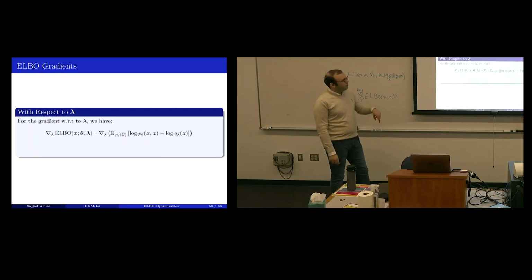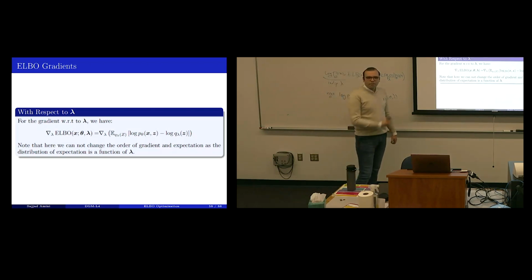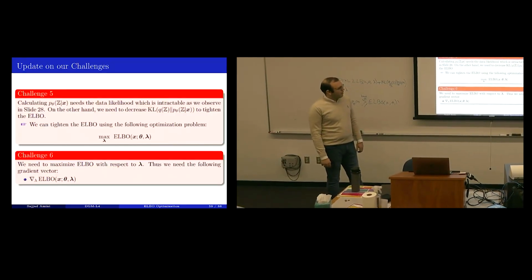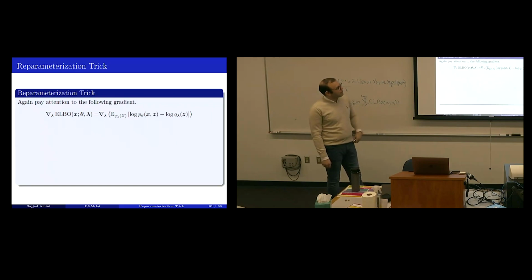Okay, but we have another challenge. When we want to take the gradient with respect to lambda, we have a problem here. You have an expectation with respect to a distribution, where the parameter of the distribution is the parameter you are taking the gradient with respect to. And they cannot be changed, the order. Because if you change the order, some information goes out of the gradient, while it is a function of the gradient variable. So here we have a challenge, challenge number 6. We see that the reparameterization trick can solve this challenge.